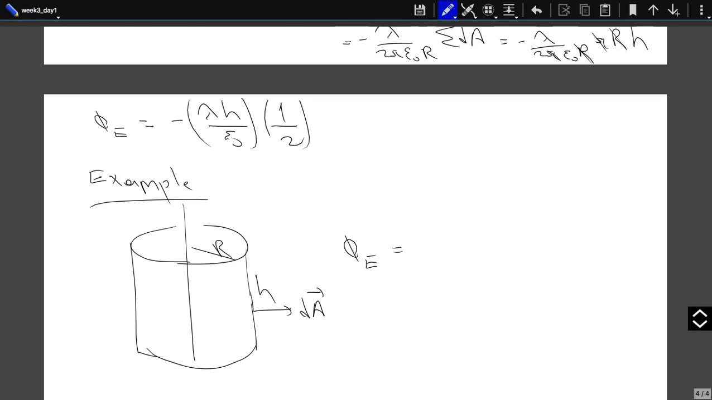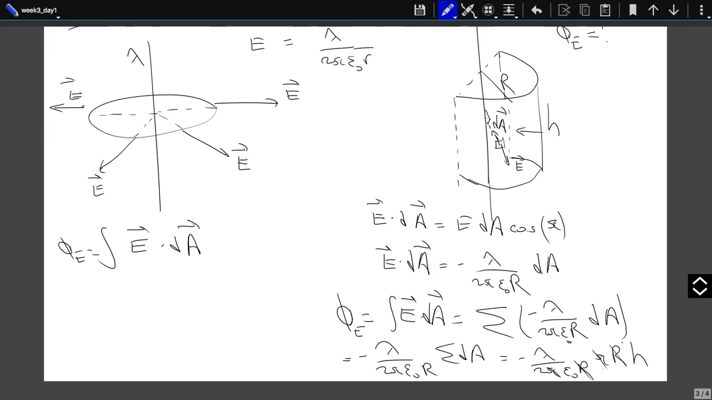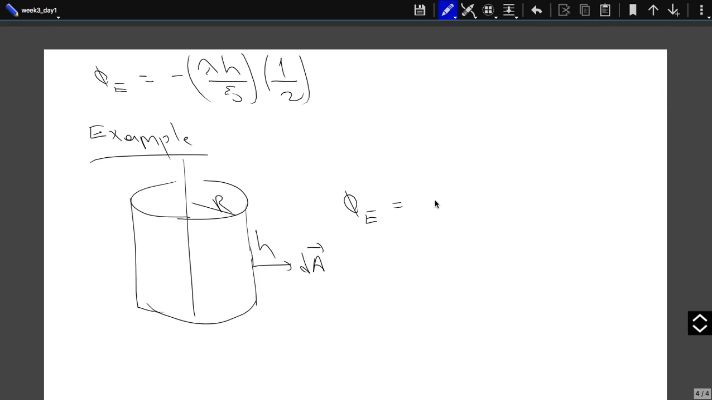So let's see what will change in our previous derivation if, instead of this half cylinder, we take the full cylinder. Here I chose the area element to be pointing in the opposite direction. So this is the E, this is the A. The angle between the two would be 0, so there is no minus sign. That is one thing that would change in my result. The second thing will be the sum of this dA. Now I have the full circumference. Instead of pi r h, I would get 2 pi r h. So I can just write down the result: lambda h over epsilon 0.